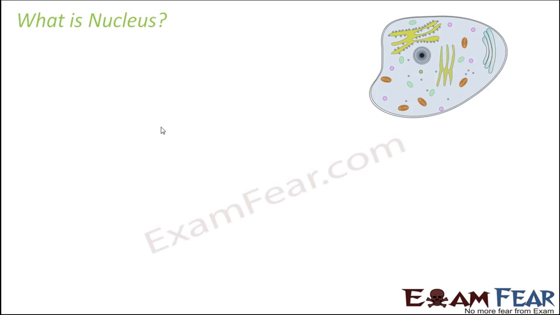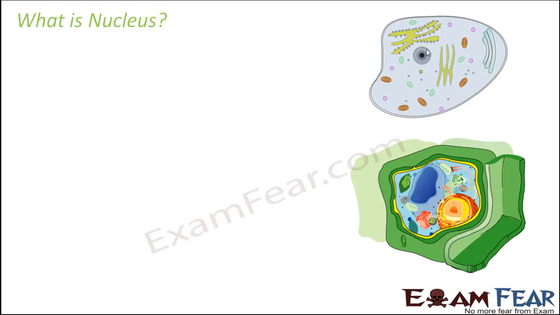Now inside this cell, if you look somewhere near the center, you find a prominent spherical or oval rounded structure which is nothing but nucleus. Sometimes it is also known as the brain of the cell or the control center of the cell because it controls all the activities which take place inside a cell. It is present in both plant as well as animal cells. It is a spherical or oval structure near the center of a cell.